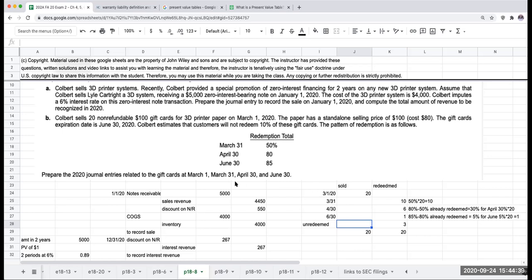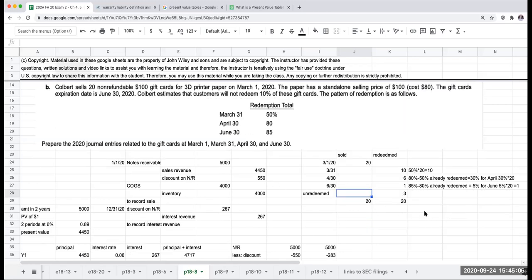So when I look at this here, I've sold 20 non-refundable $100 gift cards on March 1st. The paper has a standalone selling price of $100, cost of 80. The gift card's expiration is on June 30th. And Colbert estimates that customers will not redeem 10% of these gift cards. So prepare the journal entries related to the gift cards as of March 1st, March 31st, April 30th, and June 30th.